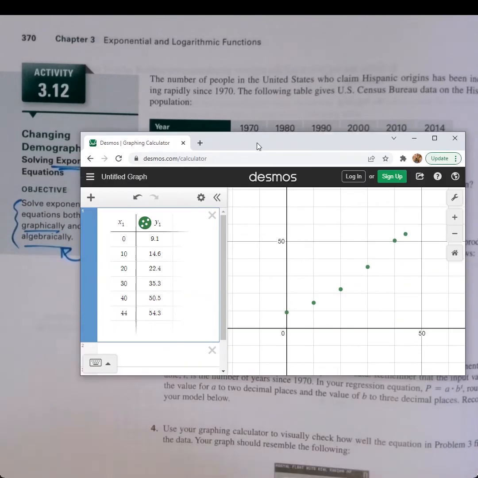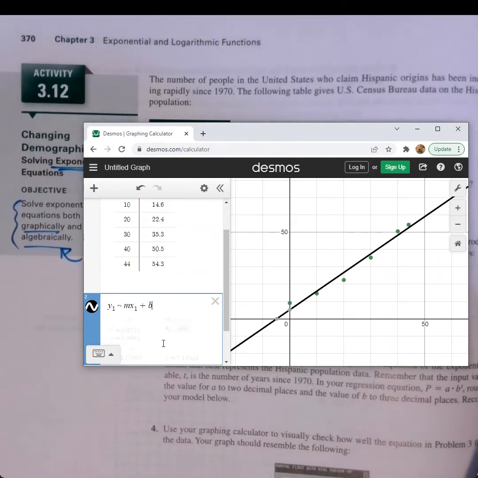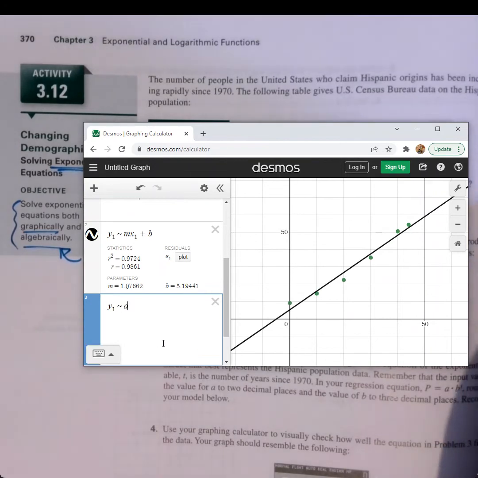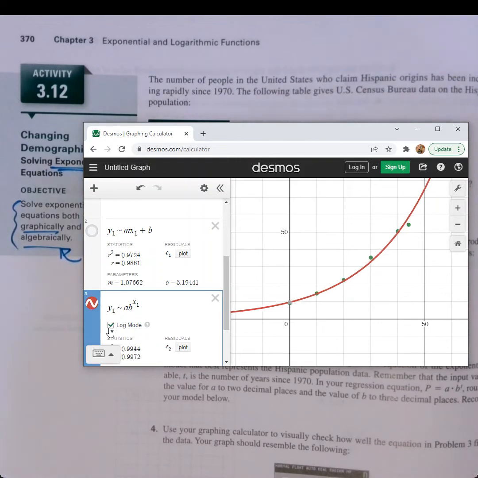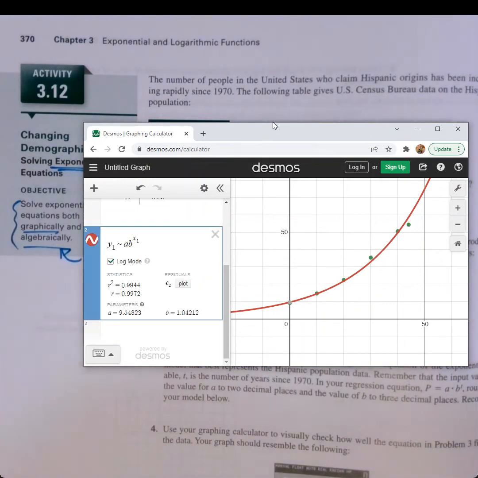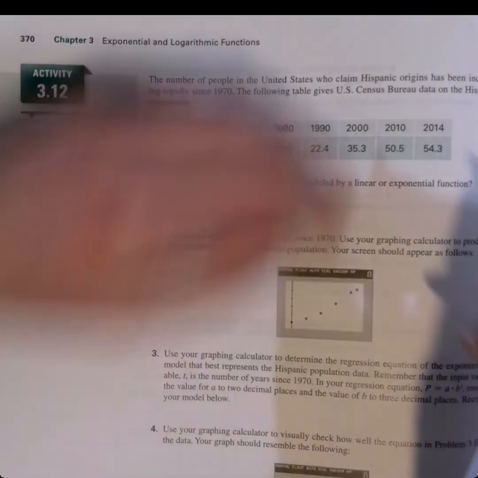If I'm not real sure, I could do both regressions. So y1 approximately mx1 plus b, and then I could do y1 approximately ab to the x1. And hopefully it's a little bit more clear here that linear does decent, but it doesn't follow the curve of the data set the way exponential does. Ooh, exponential looks a lot better in terms of that little curve to the data set where it is increasing at an increasing rate. So goodbye linear. We're going to say the exponential is the right choice here because it's increasing at an increasing rate.